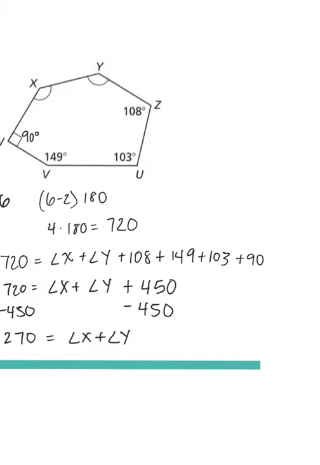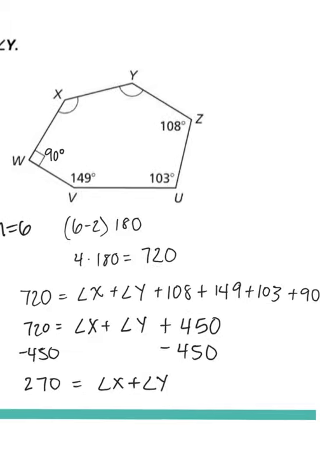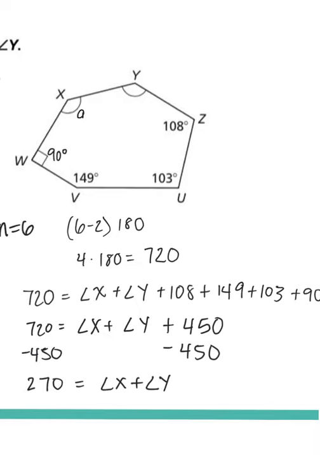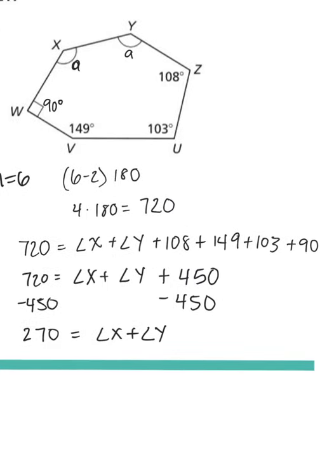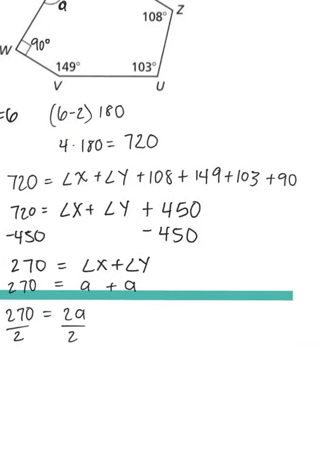What's special about X and Y? They're congruent. So we can write it in as 2 times one angle. So let's make these A and A. We're just assigning a variable to them because we know that they have to be the same. So this is going to be 270 equals A plus A. So we've got 270 equals 2A, divide by 2, divide by 2. And we know this is going to be 135 equals A.